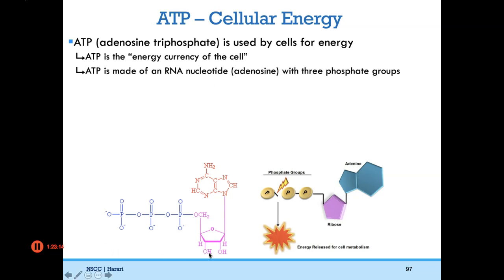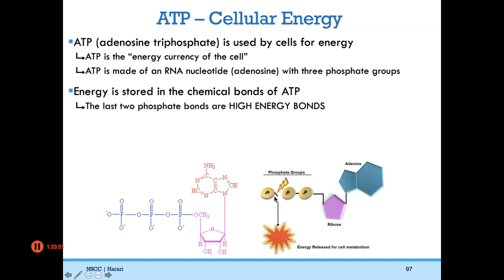And ATP, if you look at the structure, is made up of an RNA nucleotide because it has a ribose sugar and an adenine base, but it has more than one phosphate. This portion here would be the RNA nucleotide, but it has three phosphates in total. Adenosine triphosphate has three phosphate groups. And energy is stored in the chemical bonds between these phosphate groups. Specifically, this bond here that connects the second and third phosphate group on ATP has a tremendous amount of energy. So if you break this bond, energy can be released that the cell can use for some kind of work.